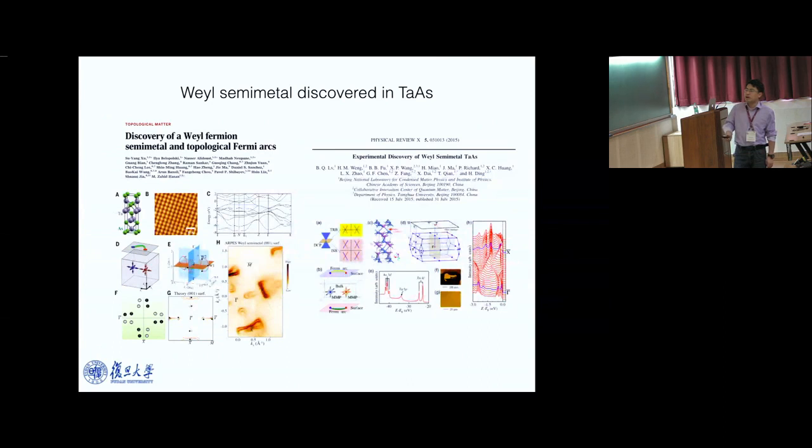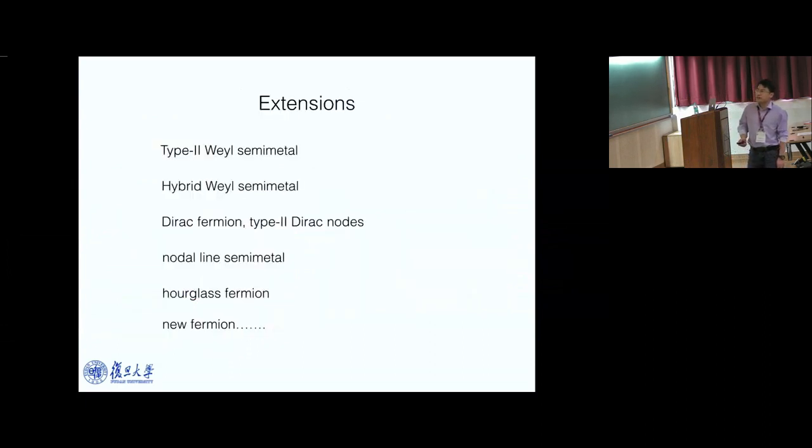They found both the bulk band touching and the surface Fermi arc connecting the projection of the Weyl nodes. So that was a great discovery about 3 years ago. That's a lot of extension of these topological semimetals, including type 2 Weyl metal, hybrid Weyl metal, Dirac semimetal, nodal line semimetal, even triple-point fermion semimetal, and some even nodal line new fermions proposed by a Bernevig group. So that's all these examples of topological semimetal in the context of electron system.